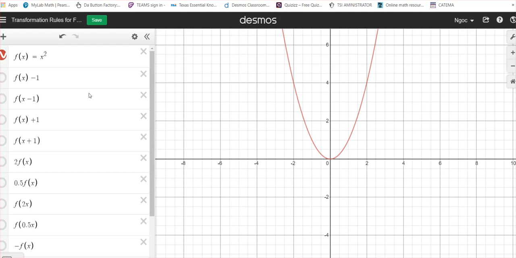So in this case, the parent function f of x equals x squared is an even function. Okay, so this is a review of the characteristics that we learned from the previous lesson. So let's look at the second notation here, f of x minus 1. Can you predict what happened to our parabola, to the graph, if we take the parent function and then we minus 1?